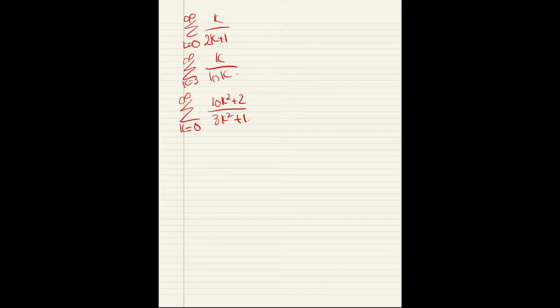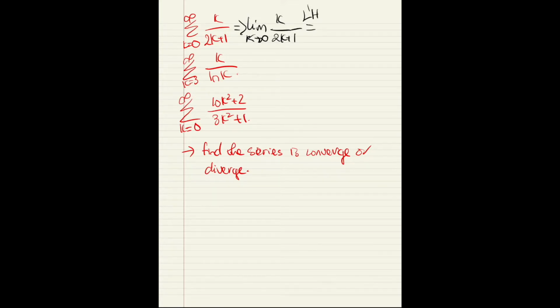So I have three series. The question is to find whether the series converge or diverge. Okay, for the first series, you can take the limit of k to infinity of k over 2k plus 1. You can use L'Hopital's rule, so I have the limit of k to infinity of 1 over 2, which equals 1/2. So it's different than 0, so we can conclude the series from k equals 0 to infinity of k over 2k plus 1 diverges based on the divergent test.